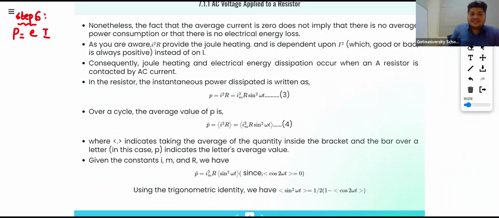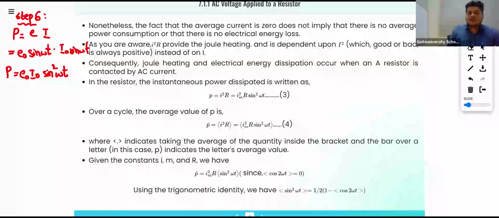We know that in this case, your E value was E naught sine omega t, and current value was I naught sine omega t. That means this will be equal to what? E naught I naught sine square omega t. This is our power. E naught I naught sine square omega t.